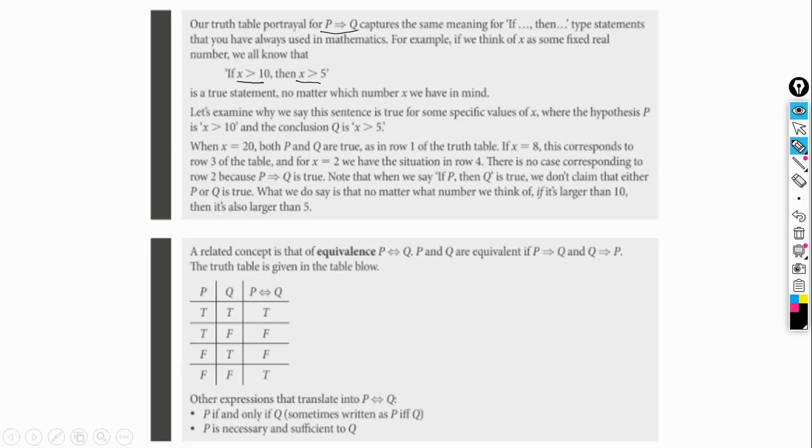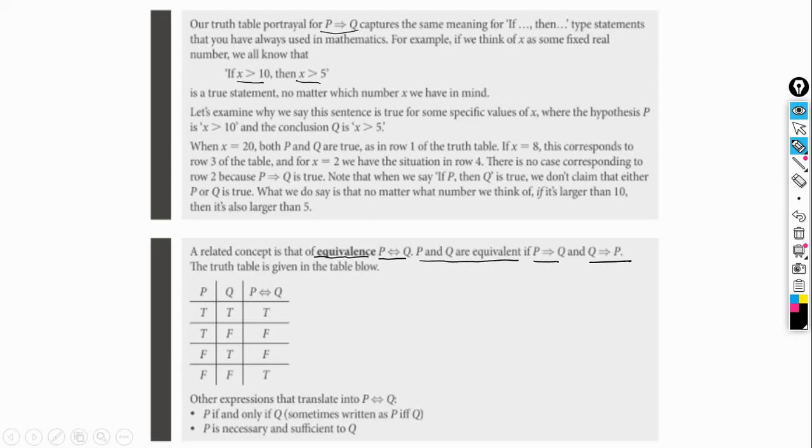So this is where we introduce a related concept, which is that of equivalence. And this is read as P if and only if Q. So notice that for P and Q to be equivalent, we have to have necessarily that if P, then Q, but also if Q, then P.